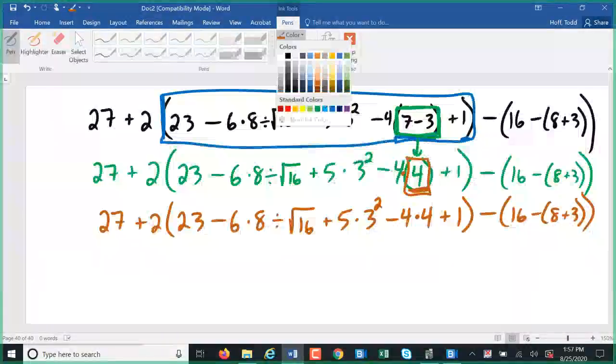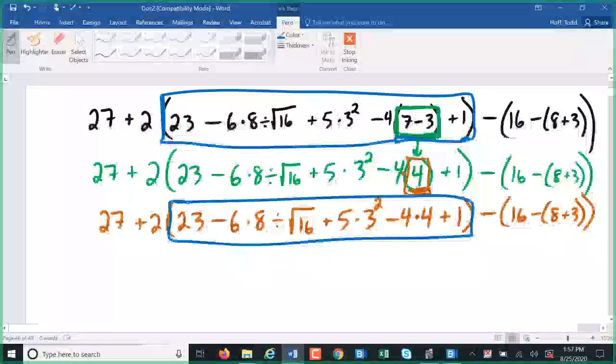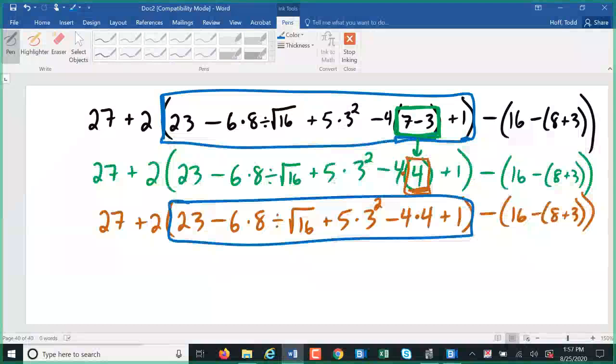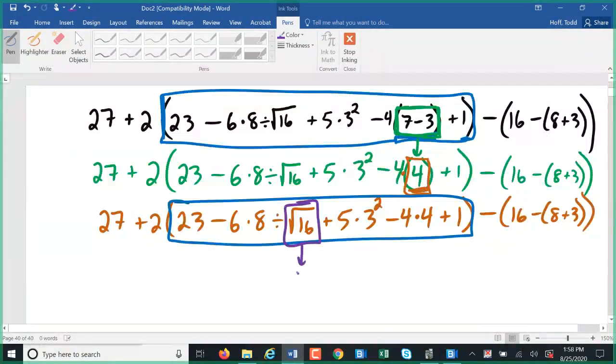Well, we are still working inside this set of parentheses. In there are no other enclosing symbols at this point. So we go to our next level of priority, which is exponents. And we do have both a root and a power, but going left to right, the first one is the square root of 16. What's the square root of 16? 4, good. So replace that with a 4, and we rewrite the rest of that problem.